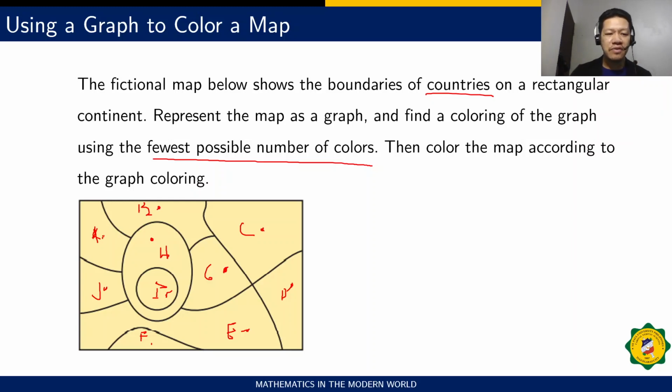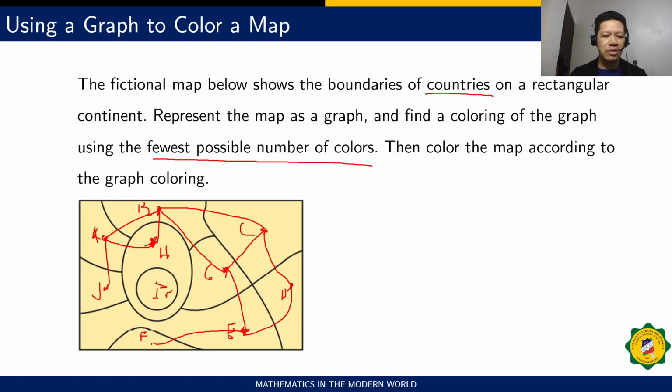Okay, so if there's a boundary for that, you need to connect them. So A has a boundary with B, connect those 2 points. A has a boundary with H. Then A also has a boundary with J. Then you go to B, it has a boundary with H, a boundary with G, it has a boundary with C. Okay, no more. So we go to C, it has a boundary with G, it has a boundary with D, and D has a boundary with E. Okay, then E has a boundary with G, and E also has a boundary with F.